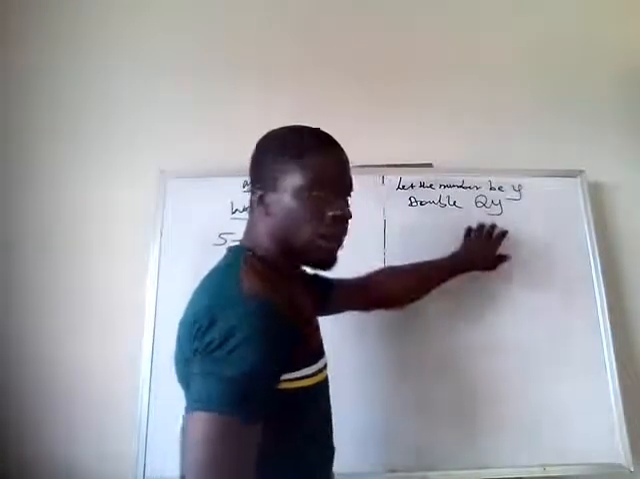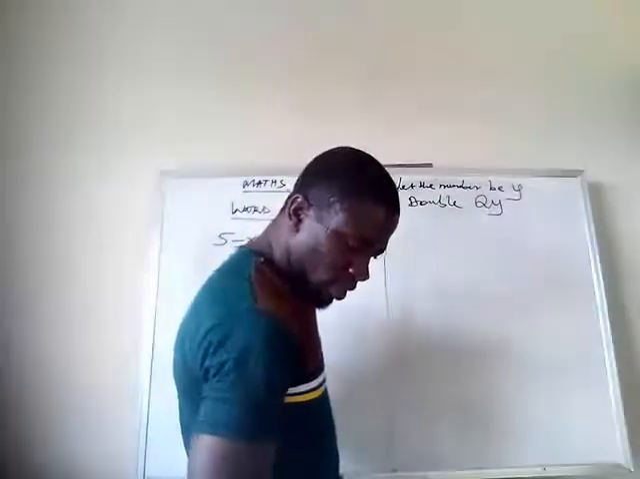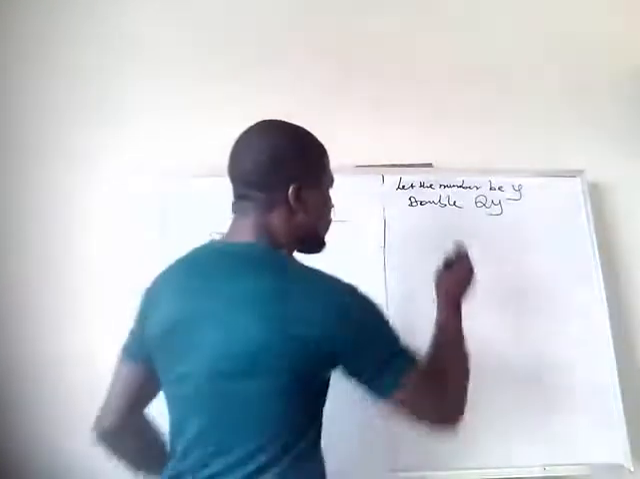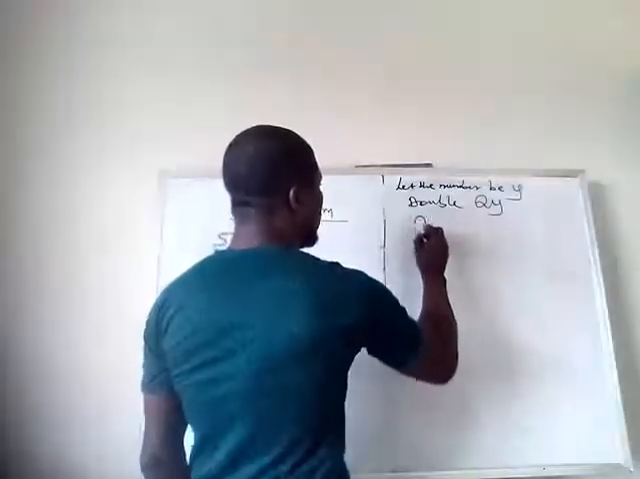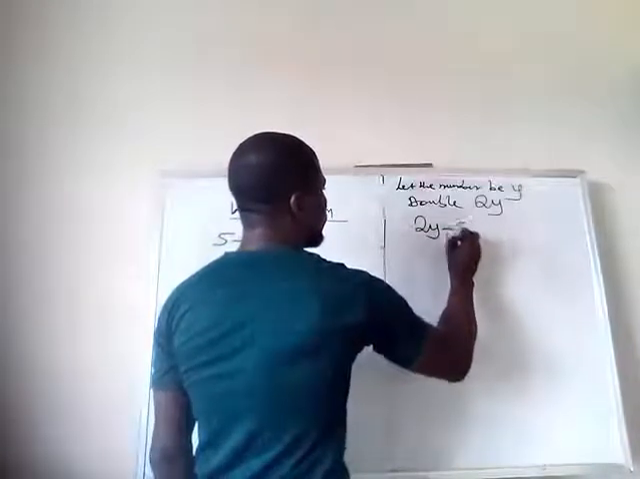She has doubled the number. The question said, and then subtract 5. From the number she doubled, she then subtracts 5 from 2y.